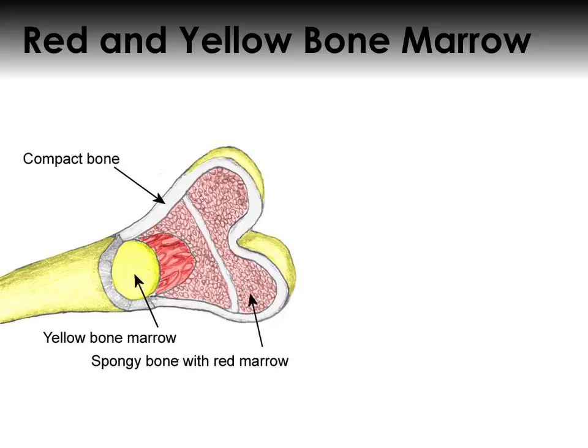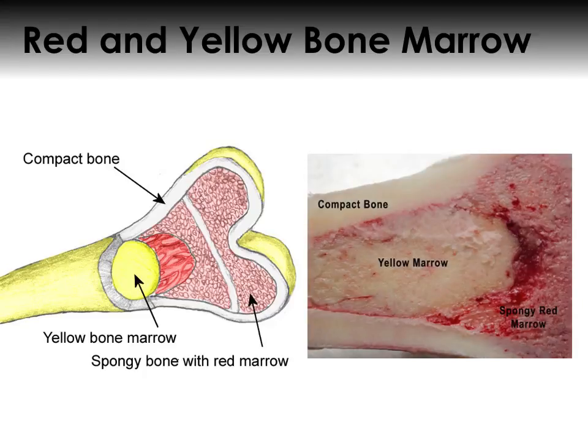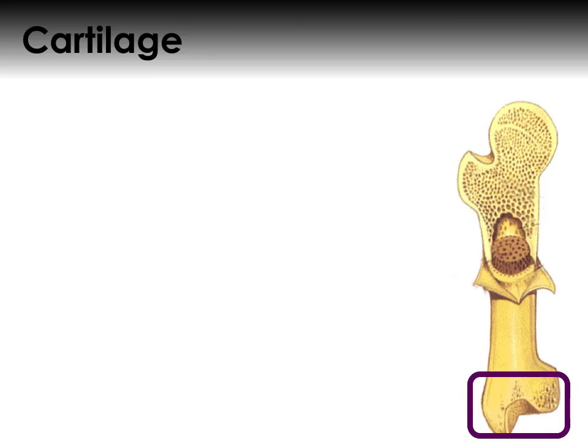Here is an example picture, just to orient you. You've got the compact bone on the outside, and within that spongy bone you have red marrow, and then even in the shaft of it you can see there is yellow marrow. And there's just another way to look at an actual picture instead of a drawing.